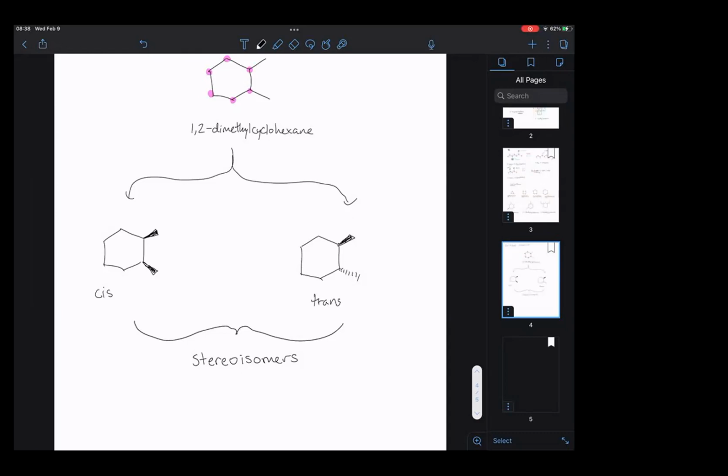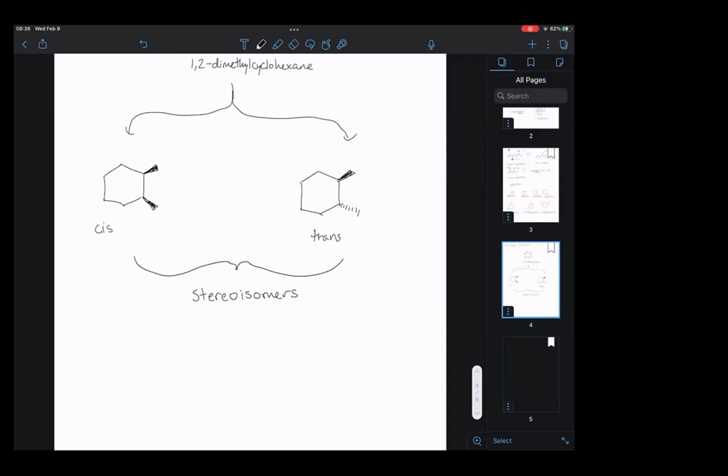So let me explain, for example, what these bonds mean, because this is our first time seeing these. This wedged bond represents a bond that points out of the page. So when you see a bond that's a wedge like that, you imagine that it's sticking up at you. And the dashed one is the exact opposite. These point into the page.